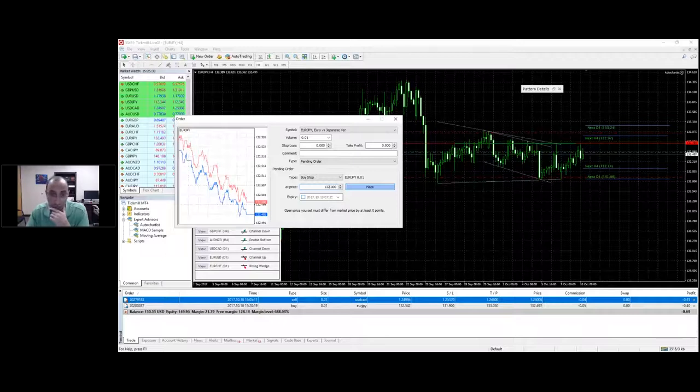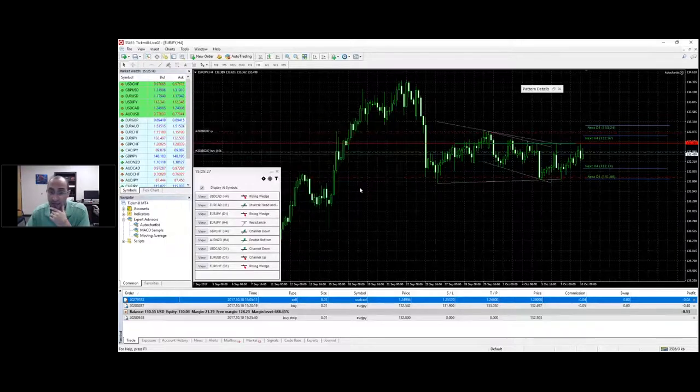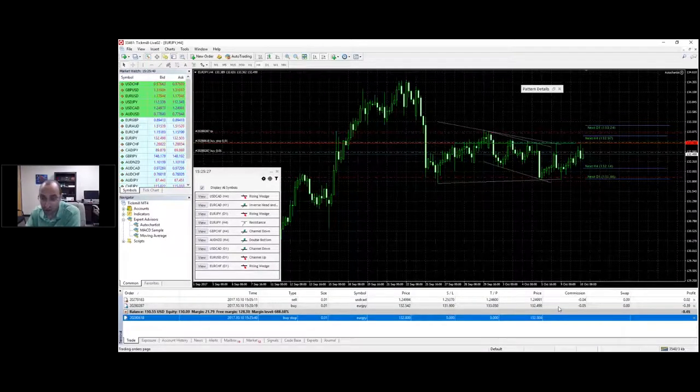Okay, so now notice what I did there. I've got a pending order at 132.80. So what would happen then is that I wouldn't be in the market immediately. I would have only been in the market if there was a breakout through this resistance level. Okay, so that's the other way of trading what we call emerging patterns, where the price has not yet broken through support or resistance. We can trade these emerging patterns with either buy stops or sell stops.